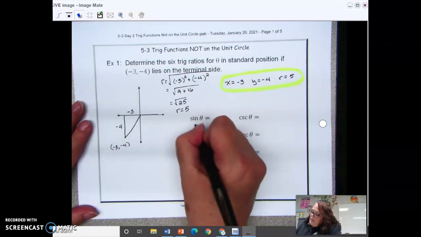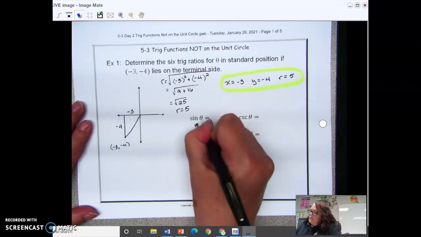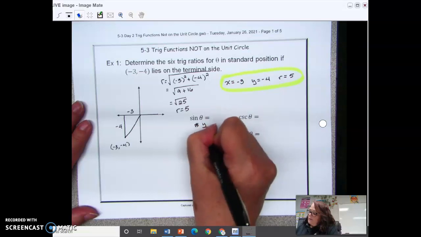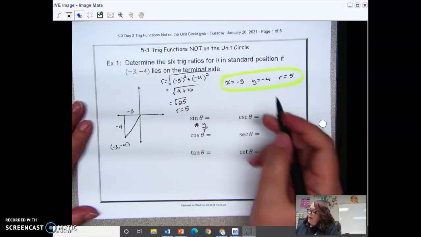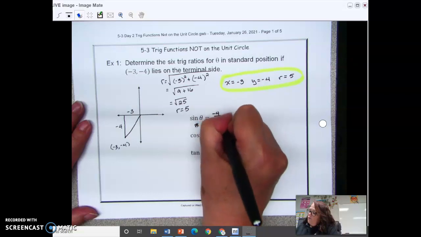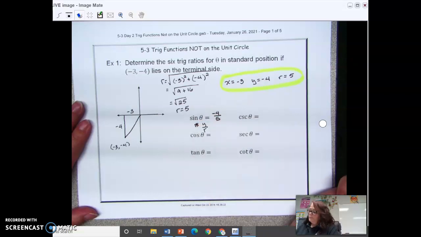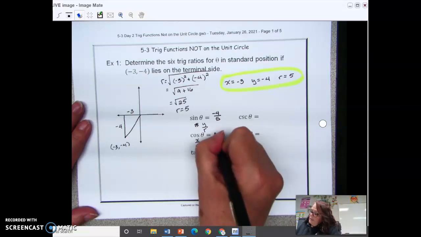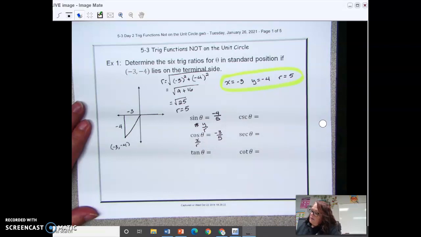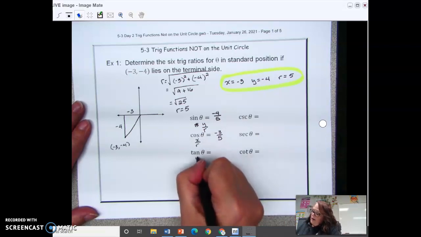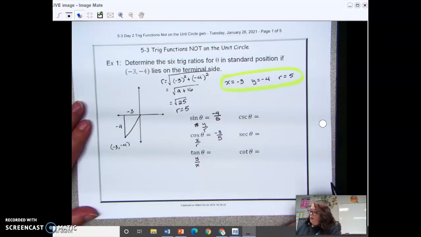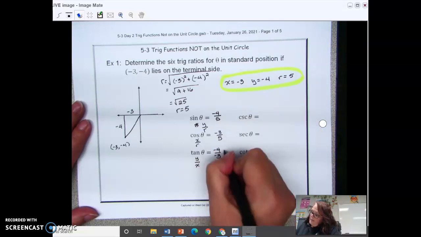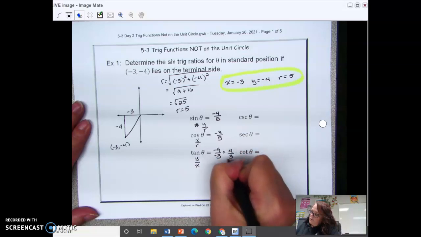So we said that sine is represented by y over r. So that means sine is going to be -4 over 5. Cosine is represented by x over r, and so that's going to be -3/5. Tangent is represented by opposite over adjacent, or y over x. So that gives me -4 over -3, but the negatives would cancel, leaving me with 4/3.